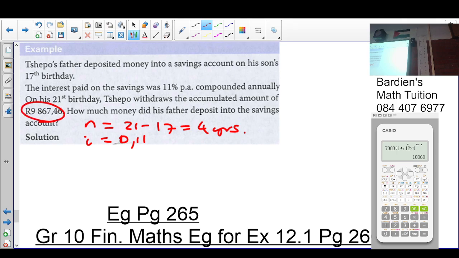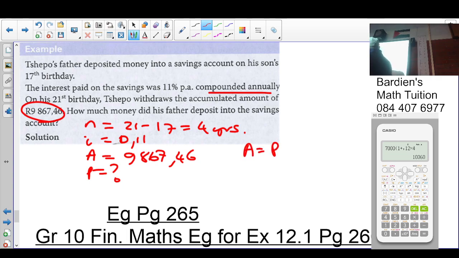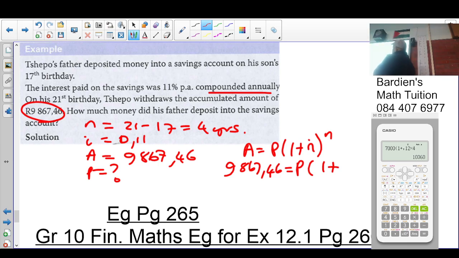How much money did this father deposit in the savings account? In other words, what am I actually calculating here? You're calculating P. So what formula do I use? Compound, because that's compound annually. A is equal to P into 1 plus i to the n. And what's your A value? 9,867.46 equals P, which is what I'm calculating, into 1 plus i, which is 0.11, to the exponent n.